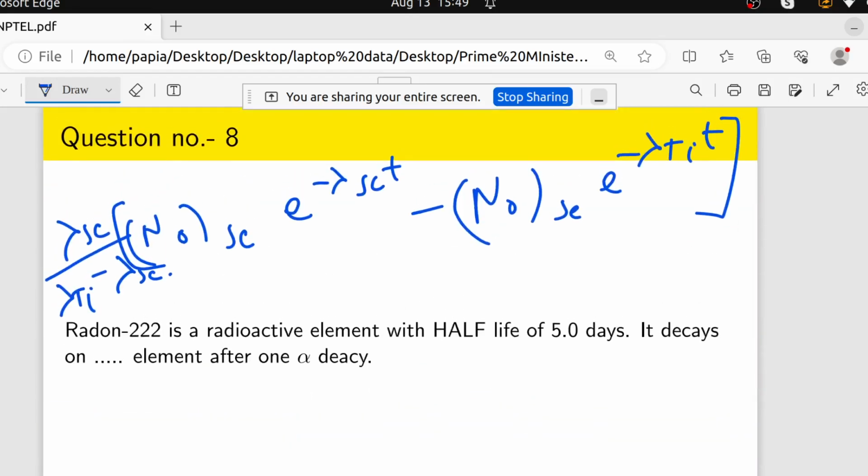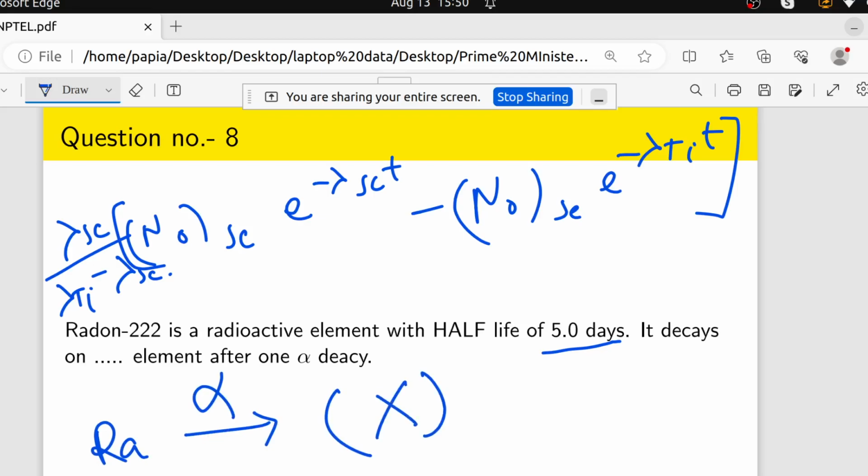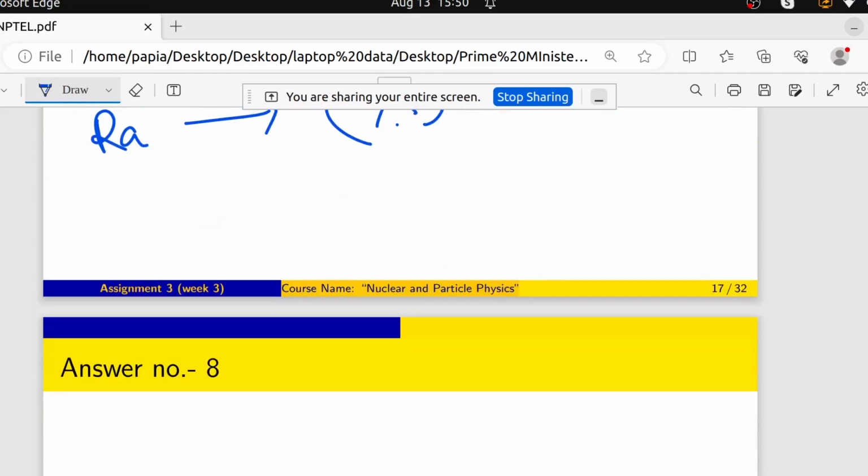Okay, now coming to the next question. This question is very simple. See here, radon 222 is a radioactive element with a half-life of 5 days. It decays to this element after 1 alpha decay. So they are asking, if radon undergoes alpha decay, what will be the element? Half-life is there, that is fine, but we are not doing anything with the half-life in that question, right? So from radon, what will be the value of X after 1 alpha decay?